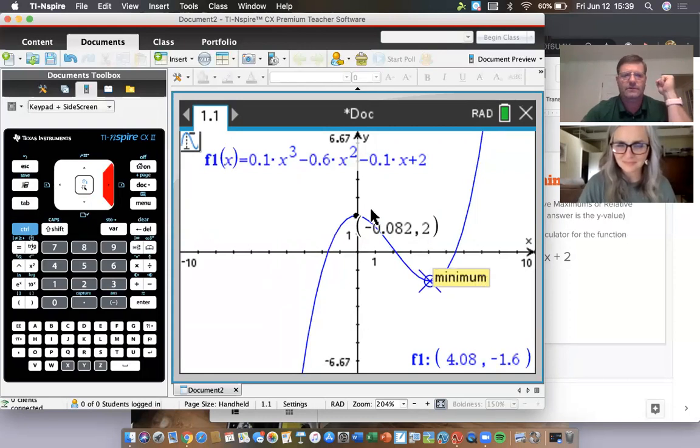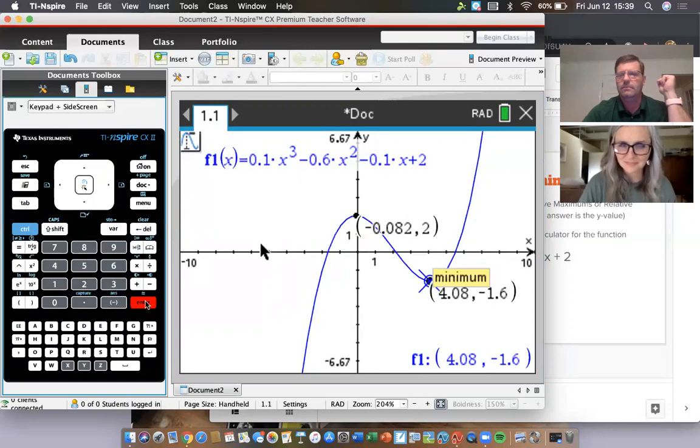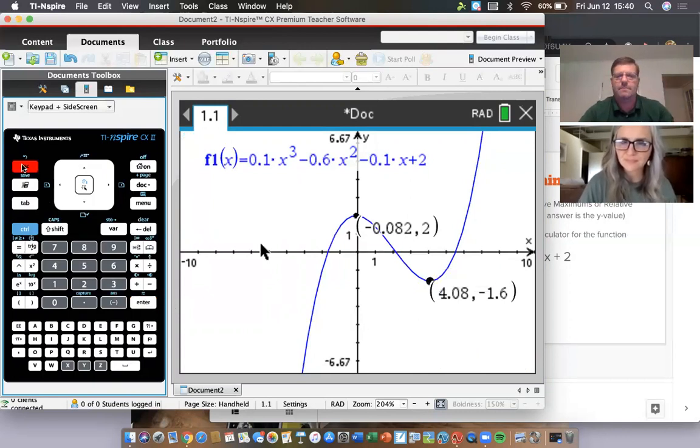And if I press enter, it will mark that point for me. Super, super easy. Okay? So hopefully you like that. You can hit escape to get out of that, and now I have my answers marked.